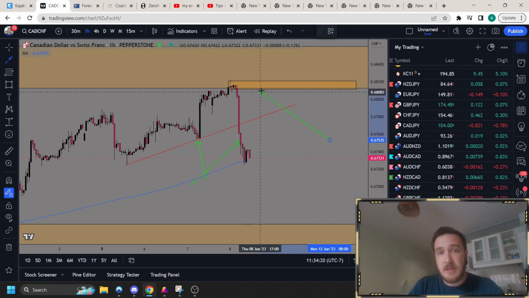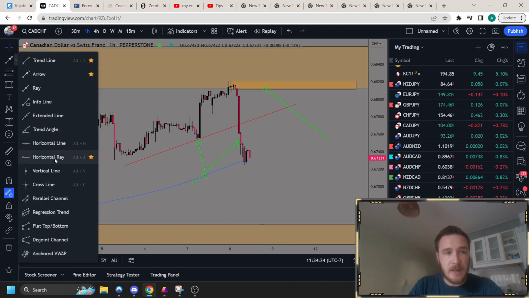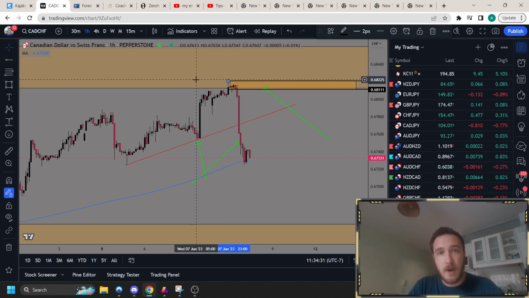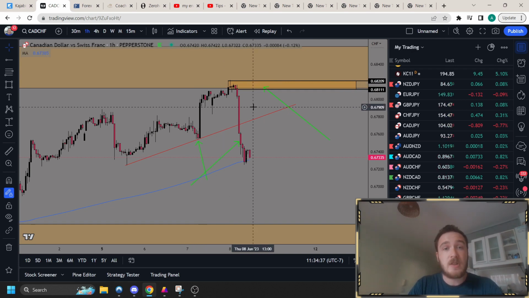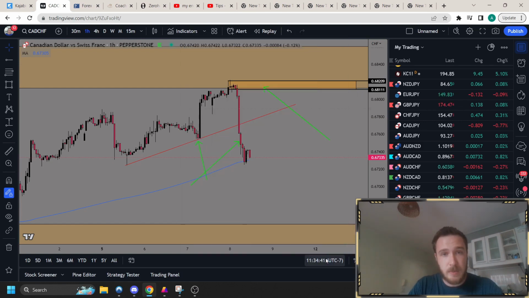I'm waiting for prices to pull back up into that area of supply. So I will mark out my zone and I'll probably set an alert so I don't have 20 or 30 pending orders on different markets sitting there and I potentially get liquidated from some crazy news announcement that comes out. So what I'll do is I'll just right click, maybe add an alert on CAD Swiss.